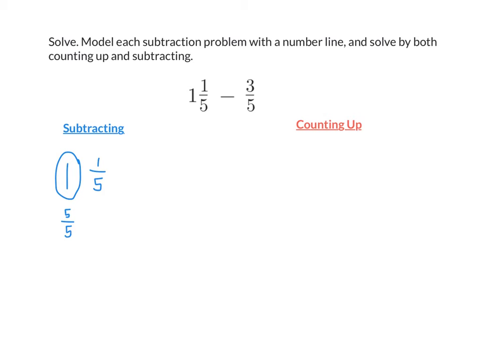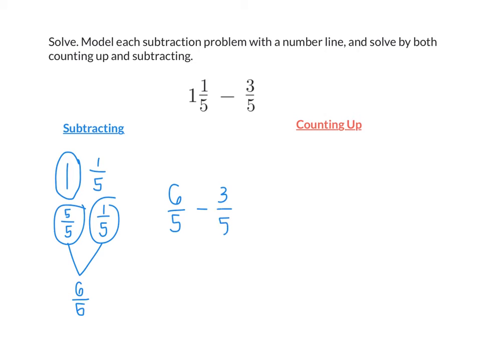5/5. So I can think of this as a number bond like this, right? What number would it be altogether? Arnav? 6/5. Good. Okay. So I can rewrite this problem. Instead of writing 1 and 1/5 minus 3/5, I can write it as 6/5 minus 3/5. Do you guys agree? Now we're ready to subtract and also to count up.